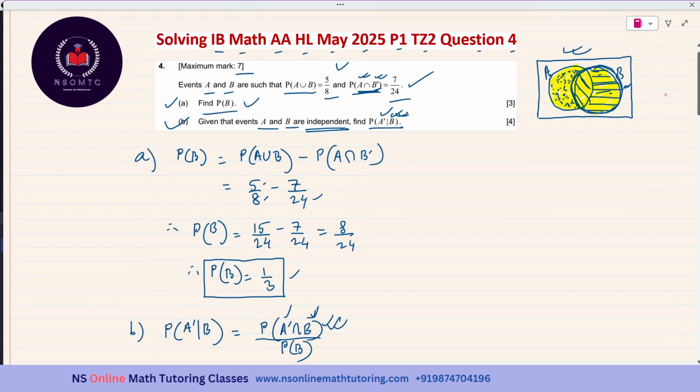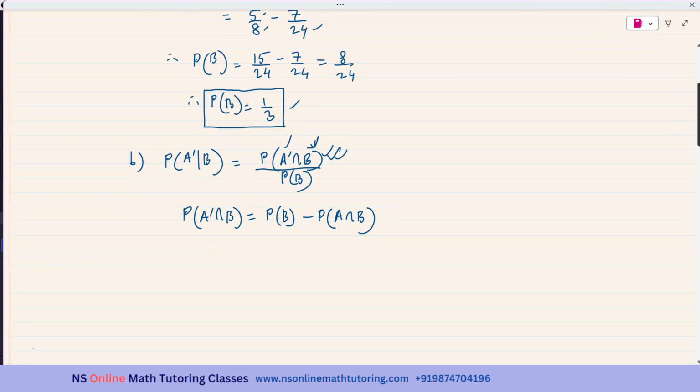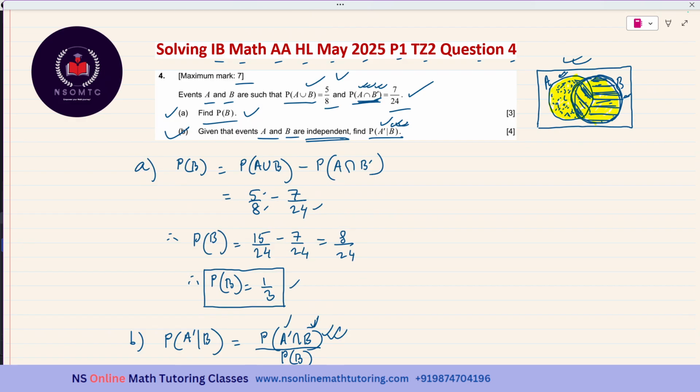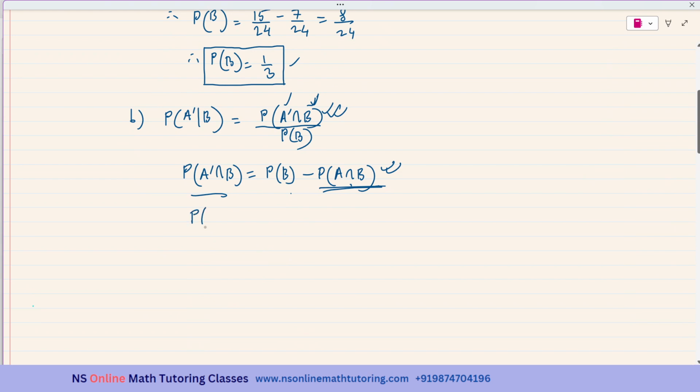Let me show you the Venn diagram again. This is the A prime intersection B part, and this is A intersection B. So P of A prime intersection B is equal to P of B minus P of A intersection B. And we need this. So first of all, we have to get the value of P of A intersection B. If I take this as X, I have said events A and B are independent, so I have this relation: P of A intersection B is equal to P of A times P of B.